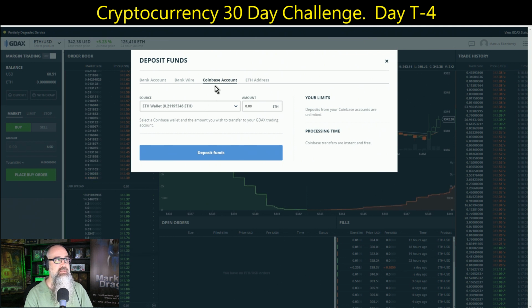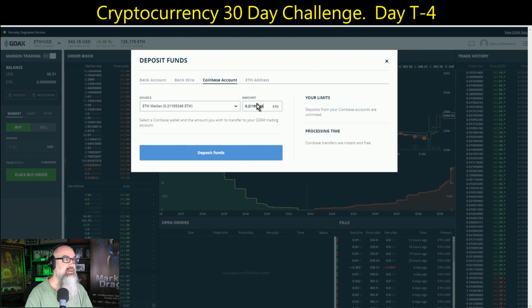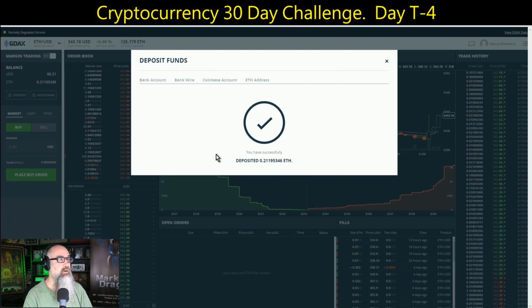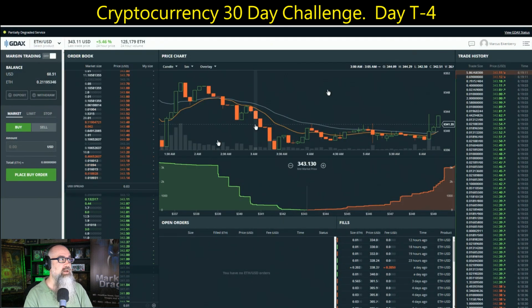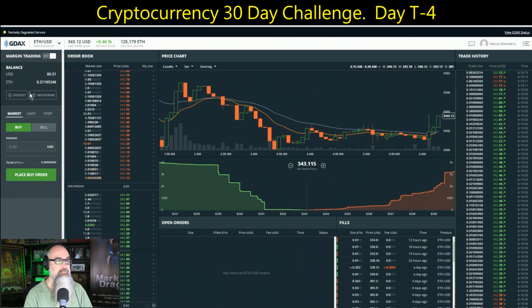Okay, so now this is my Coinbase account, and it says that I'm going to use this source here. And it's kind of a pain if there's not a button that says 'all'. But what I have to do here is enter 0.2119536 and deposit those funds. Okay, done. Great. They're in here. It's that quick. There's no delay.